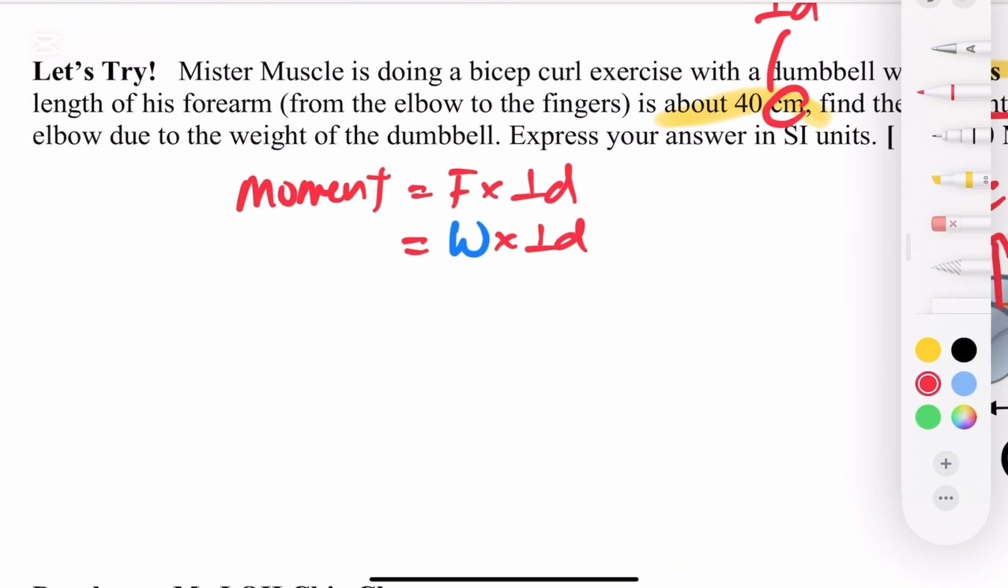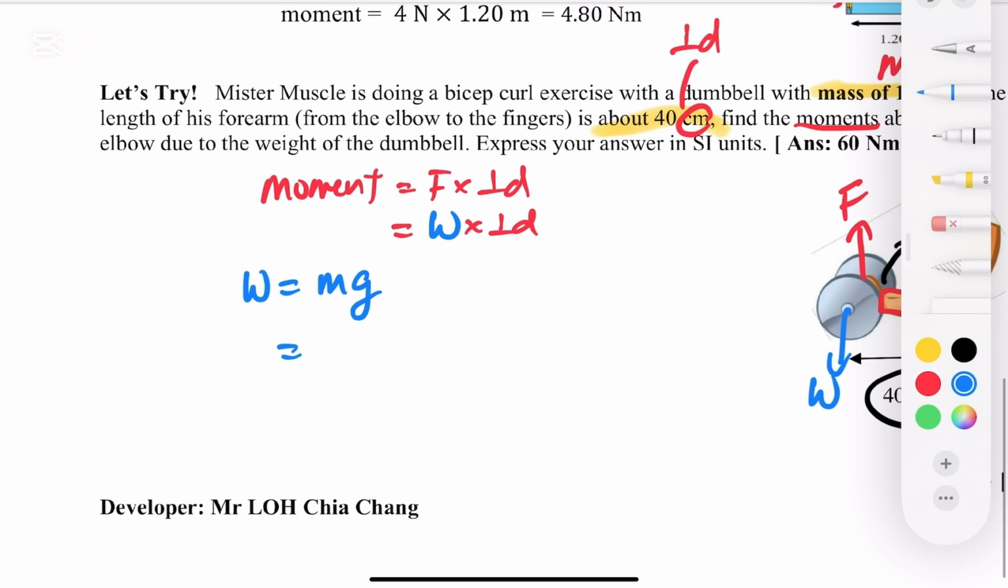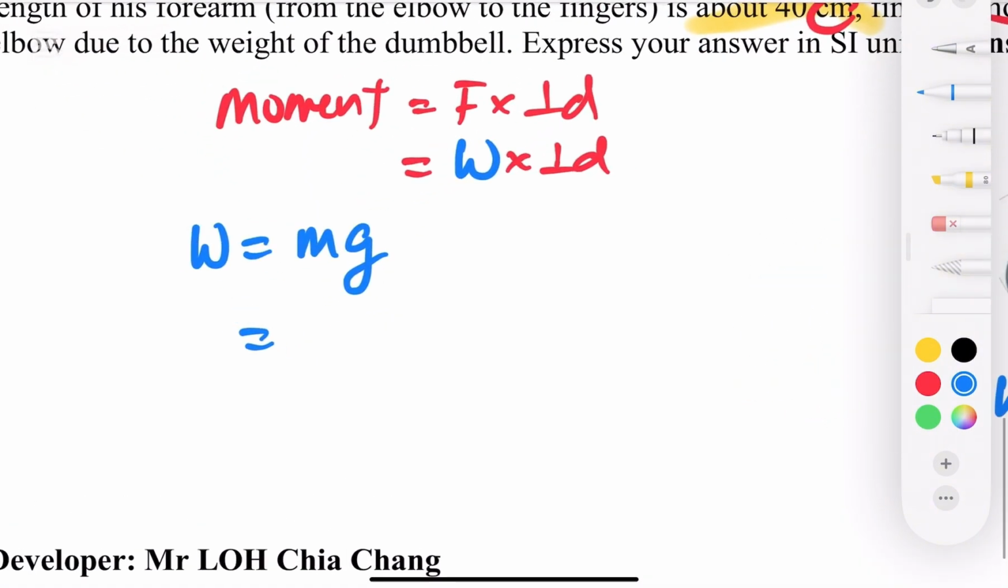So let's do the weight first. The weight of the dumbbell, W equals mg. This is from the previous chapter, right? So we take the mass, which is 15 kg, multiplied by 10, which is the gravitational field strength on Earth, assuming that he's doing it on Earth, of course. So you have the weight of the dumbbell to be 150 newtons.